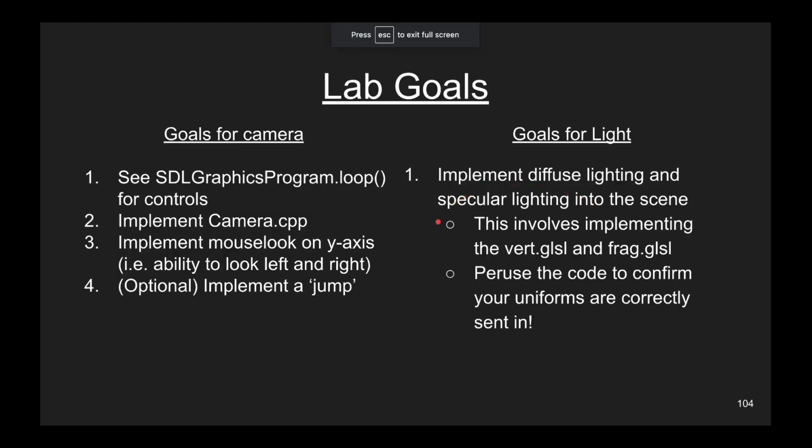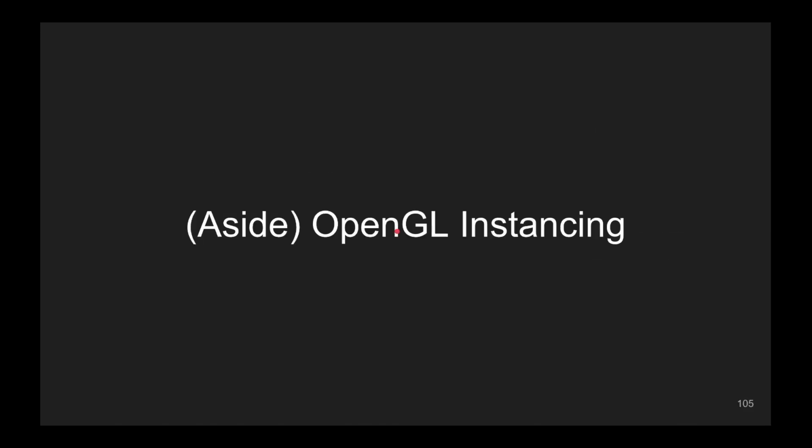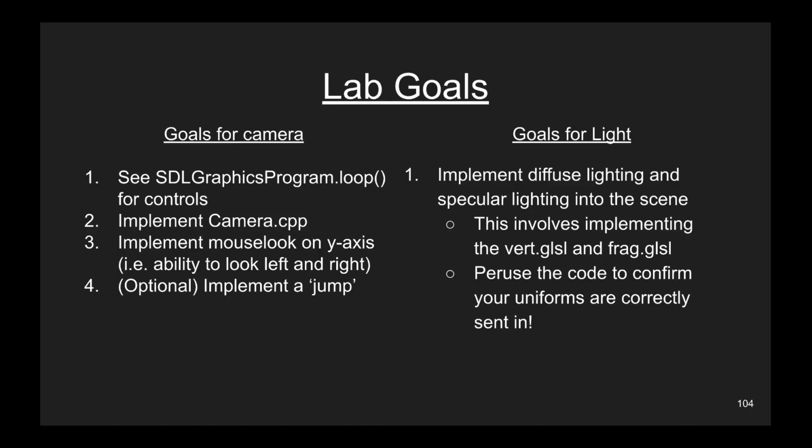Okay. So here's your lab goals. Summarize what you're doing in the first part for camera, again, that mouse look and moving the camera around. And then for lighting, implementing that Phong illumination model. And really after today, we're at an exciting point in this class with our lighting.